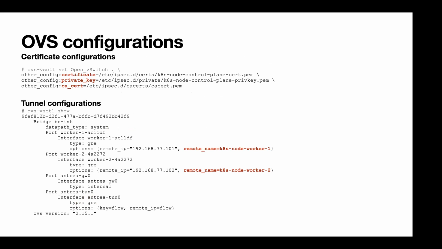And for OVS configurations, we need to set the other config fields of Open vSwitch. Basically, we need three fields. One is the certificate for the node and its corresponding private key. We also need to set the root certificate for authentication purposes.